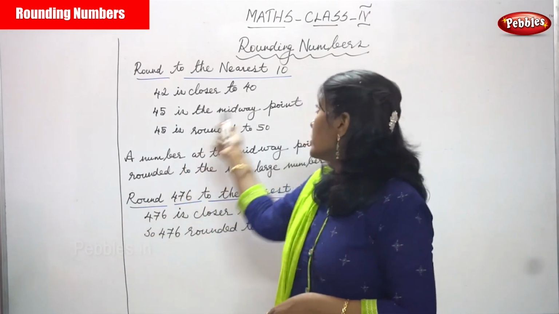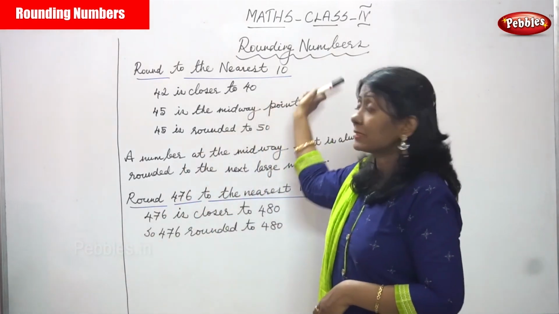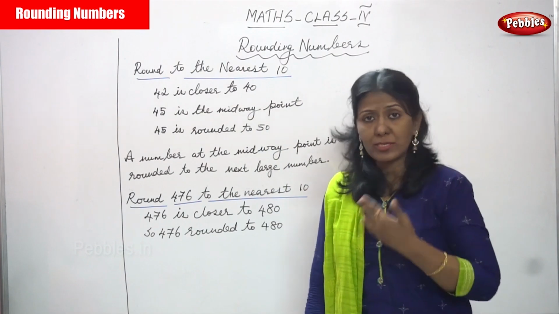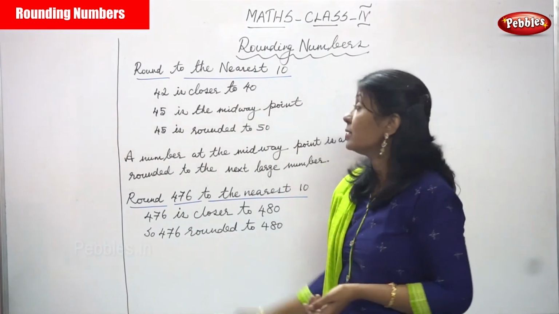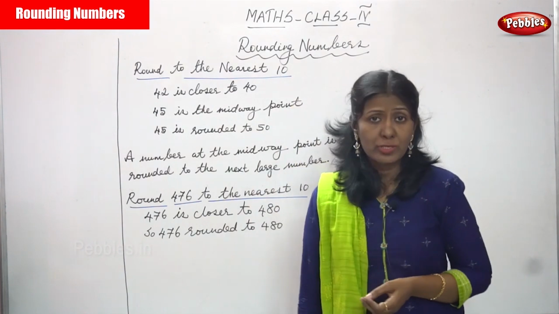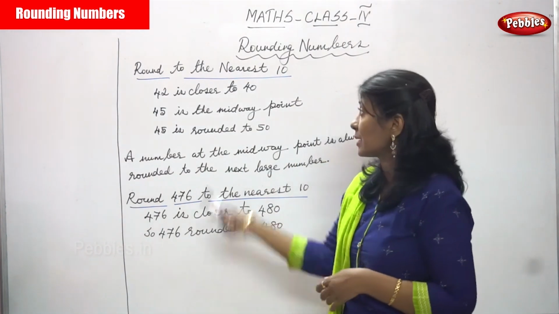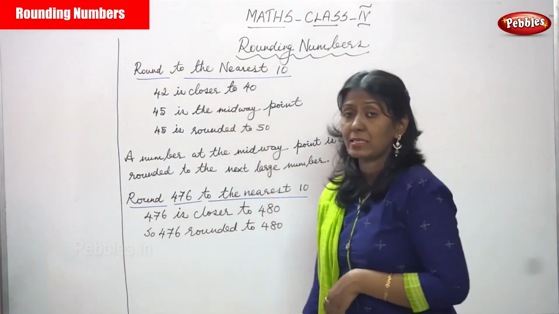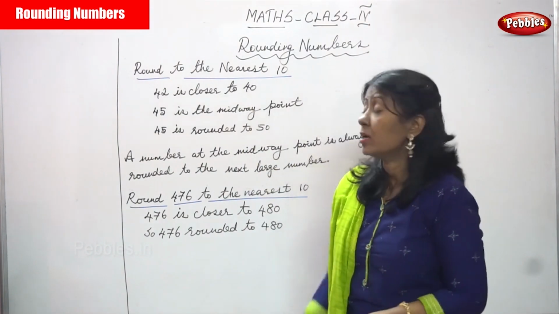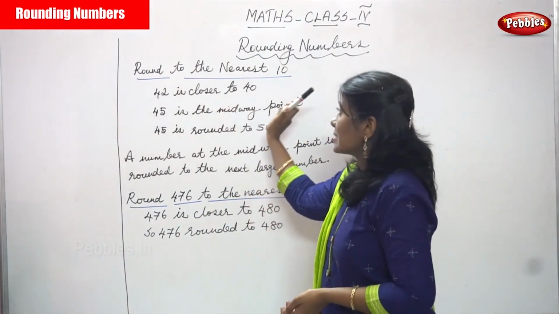Now we are going to see the new topic, rounding numbers, but it also comes under place value, chapter 1. So now we are going to see rounding numbers. Let's start this class. Round to the nearest 10. What does it mean? Round to the nearest 10.